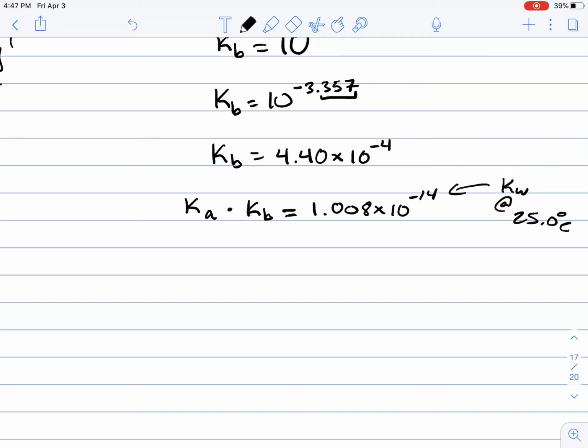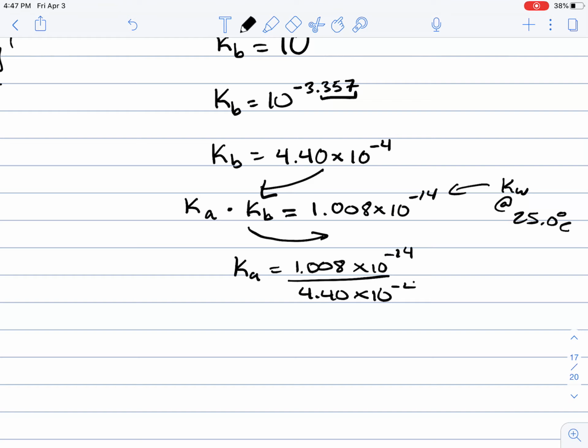All right, and so we're going to go ahead and plug this value in here, and then divide it to the other side. And so Ka is equal to 1.008 times 10 to the negative 14, divided by 4.40 times 10 to the negative 4. And if you plug that into your calculator, your Ka value is going to be 2.29 times 10 to the negative 11.